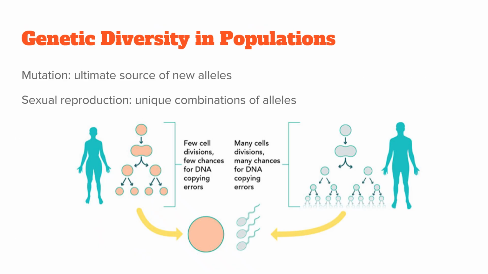Two processes power genetic diversity. Mutation, or random changes in DNA, is the ultimate source of new alleles. Sexual reproduction reshuffles existing alleles into new combinations every generation. Together, they supply the raw material that selection, drift, and gene flow can act upon.